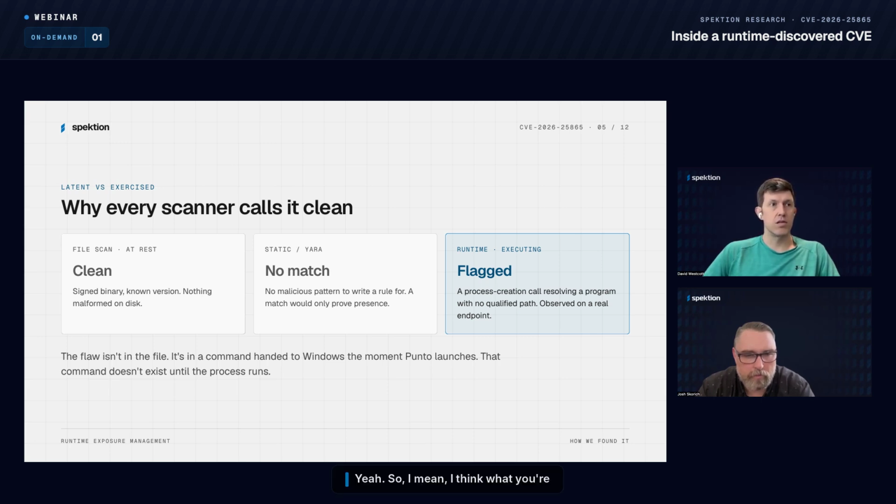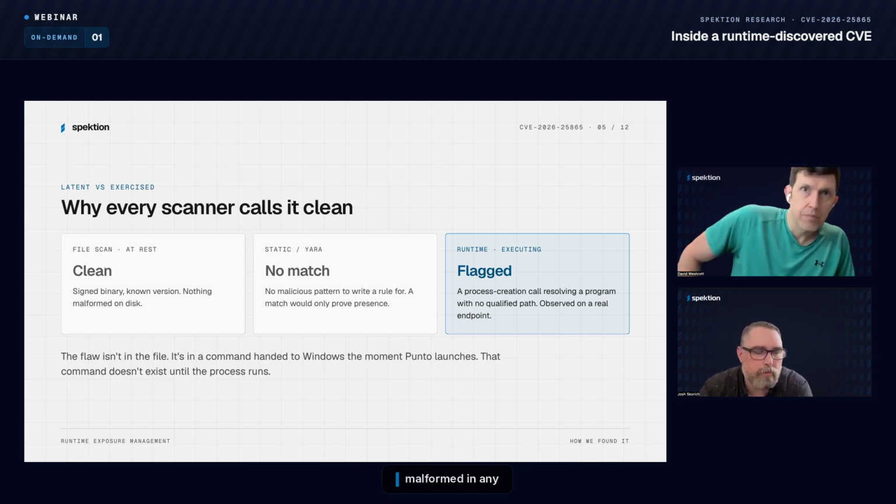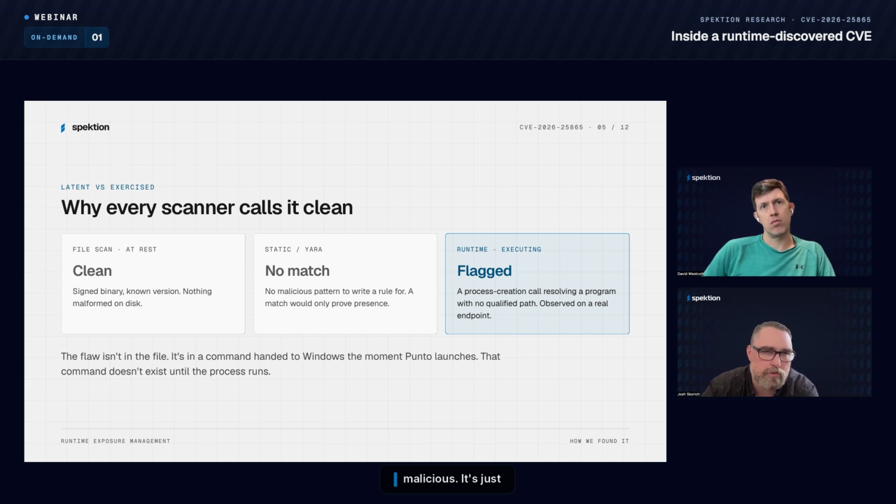Yeah. So I think what you're saying is, file-based scanners are really inspecting what's written on disk: the binary itself, its version number, any CVEs that are tied to it. But in this case, Punto is going to pass all of those because the installed program is legitimate and it doesn't actually have any known CVEs, at least in the version that was installed. Was it signed? Yeah, it was signed. It was hash matched and everything. So it's not malformed in any way. It's not really doing anything truly malicious. It's just executing in a risky way.